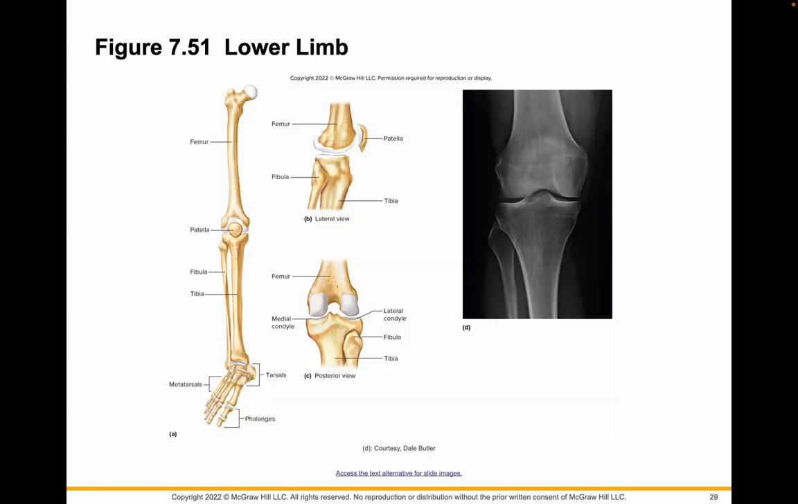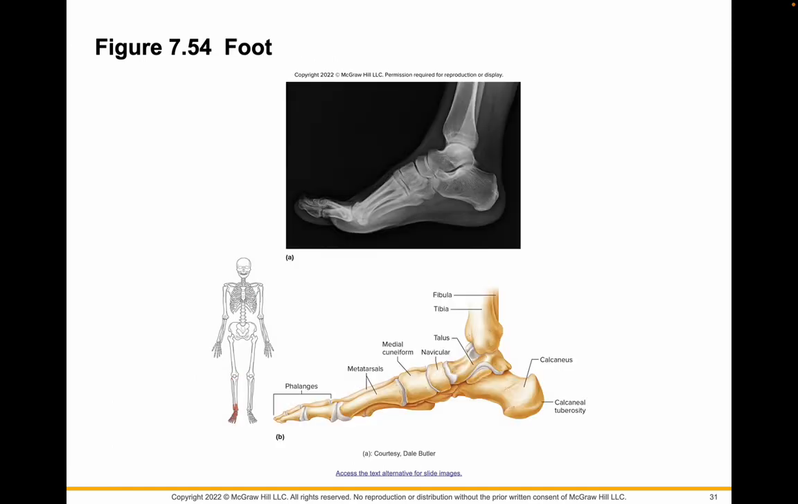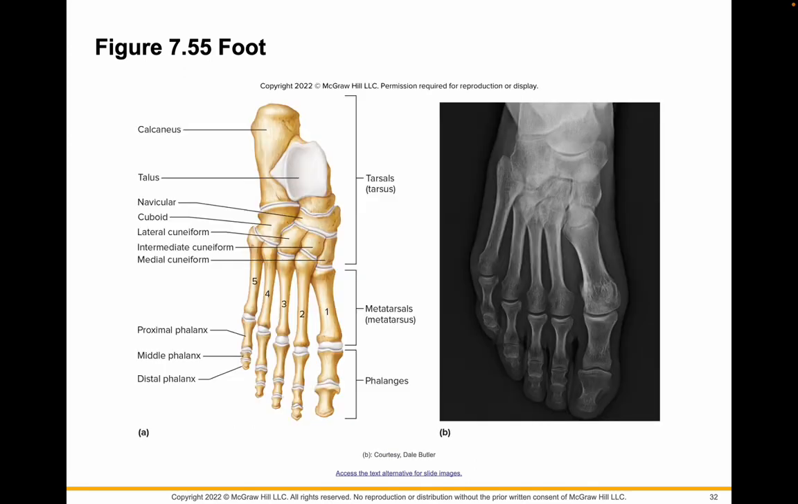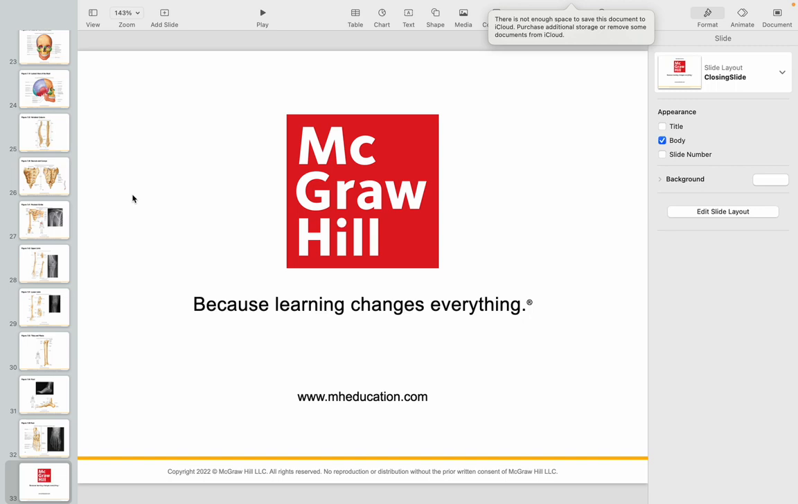The lower limb: the femur, patella, fibula, tibia, tarsals, metatarsals, and phalanges there. The calcaneus bone, the talus bone, and the foot. And that is all on bones. I say that's all, but it's a lot. So make sure you can identify those bones of the body. A couple questions on that.